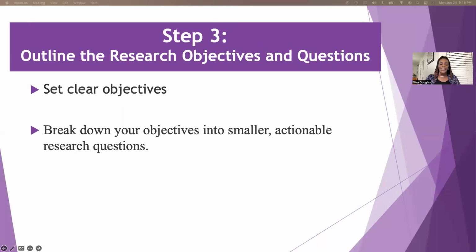Okay, step 3. Step 3 is where you will outline the research objectives and the questions. So first, you want to make sure that you have set clear objectives, right? So define the main objectives for your research, and then you want to be specific with these objectives. They should be measurable goals that you aim to achieve through your study. You want to break down your objectives also into smaller, actionable research questions. So these questions will actually guide your research and they will provide a clear focus for your study.